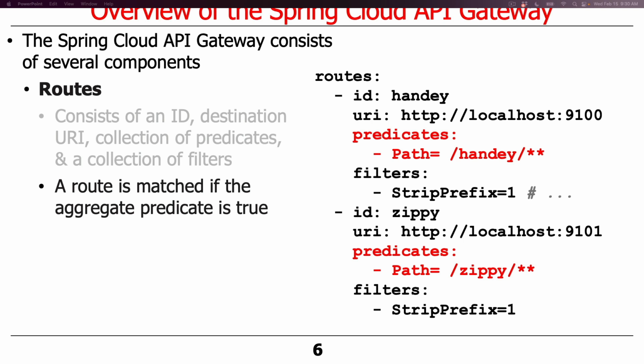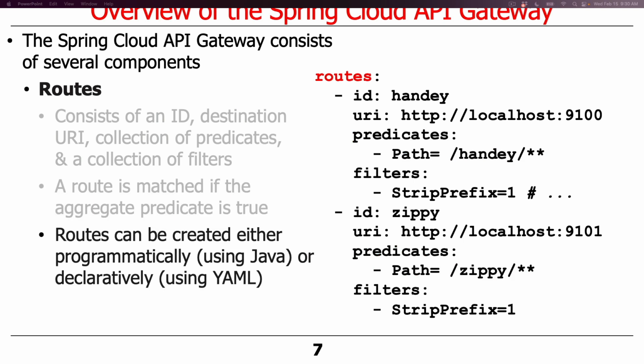A route is matched if the aggregate predicate is true. So if something comes in and it's got the handy path as the route name, that's going to match. It says, this is something I know about. This request is for the handy microservice. And you can either create these routes programmatically using Java or whatever is your favorite language that works with Spring, or declaratively using YAML. So I chose to use YAML. I find it way easier, although there's a few little tricks. You have to be very careful with how you indent this stuff, because if you don't indent it properly, you'll get strange errors that are mystical and hard to understand. But if you do it right, then it works fine.